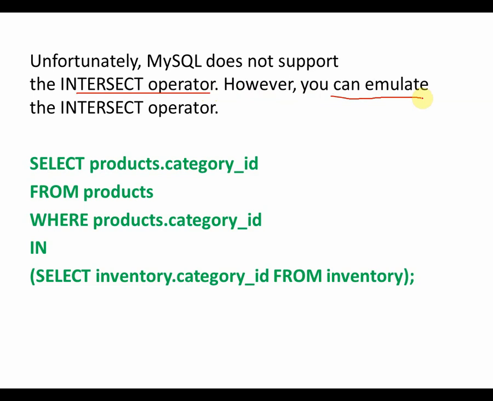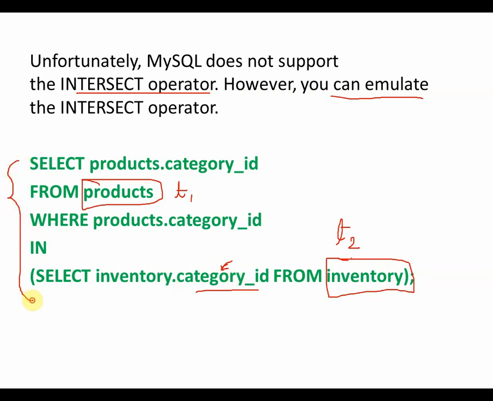Okay, so how do we write that? Here is an example. Suppose we want to perform an intersection between two tables: one is the products table and one is the inventory table. You want to see which category IDs are common in both the inventory table and the products table. If this is table 1 and this is table 2, you want to find out which category ID rows are common between both of them. This is how you would perform that query.